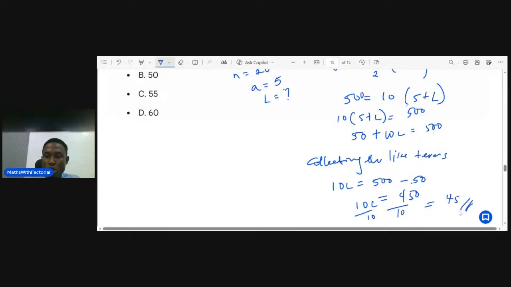Now, let me show you something very important here. When we're transferring this 50 to the other side, you know that it changes to what? Negative. Imagine you didn't change it in your question. You have 500 plus 50, and that gives you what? 550. Can you see that in your options? You can see 55 there.